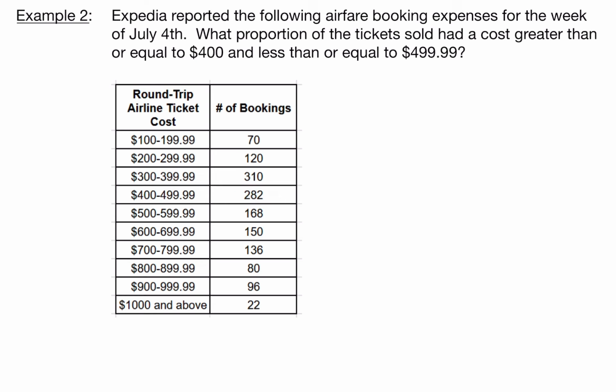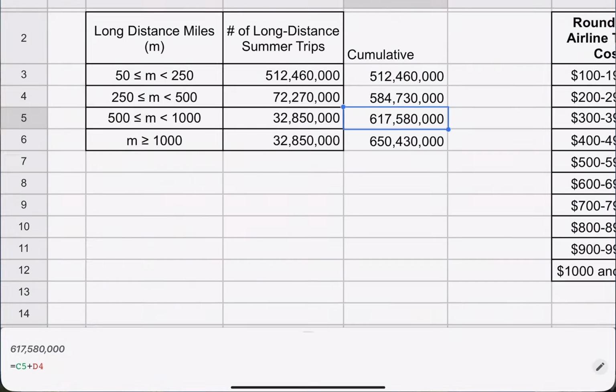Okay, now let's go back to this proportion. When we talk about a proportion, we want to know the proportion of 282 as a proportion to all of these trips put together. So we're going to need to sum all of these and then find the percentage of 282 that is of this sum. Okay, so let's go back to the chart.